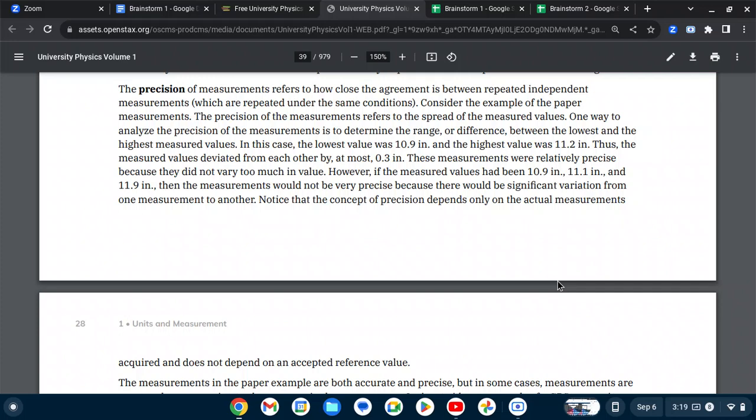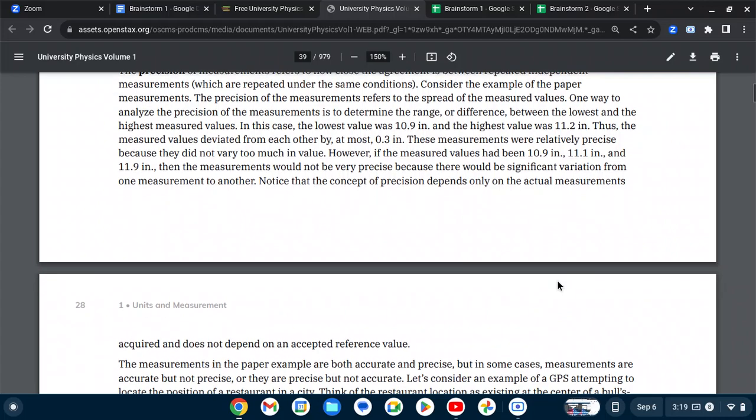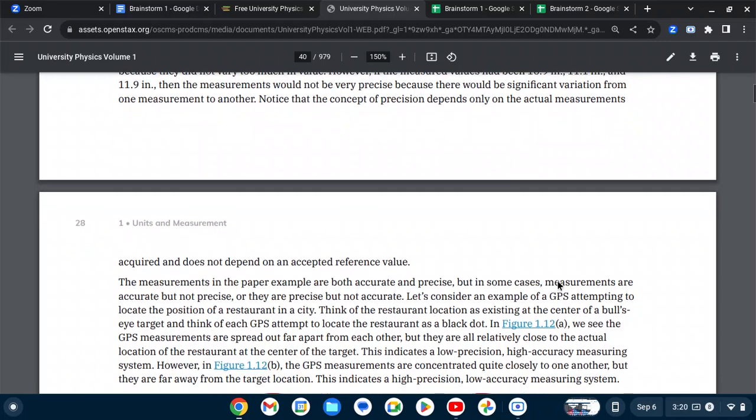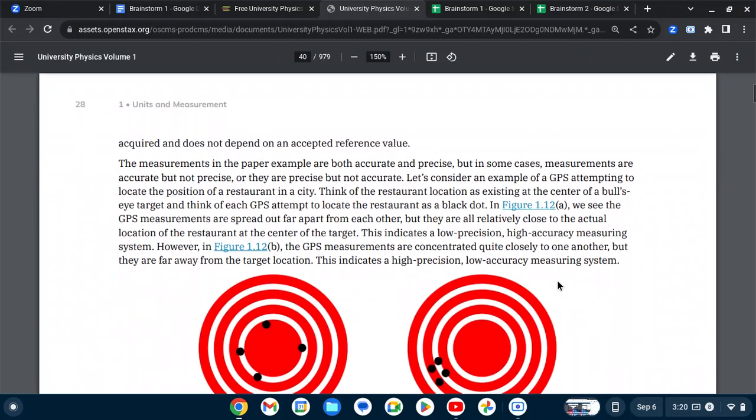However, if the measured values had been 10.9 inches, 11.1 inches, and 11.9 inches, then the measurements would not be very precise because there would be significant variation from one measurement to another. Notice that the concept of precision depends only on the actual measurements and does not depend on an accepted reference value.